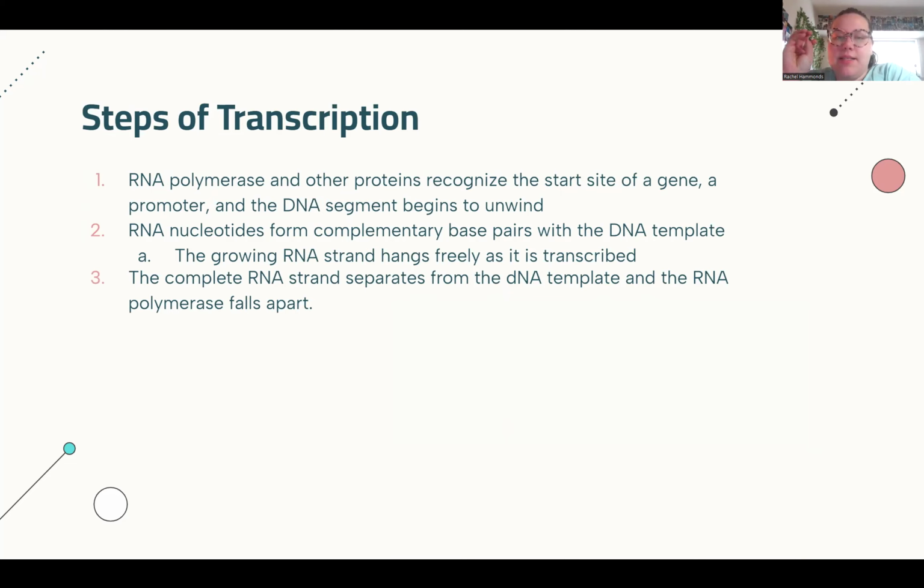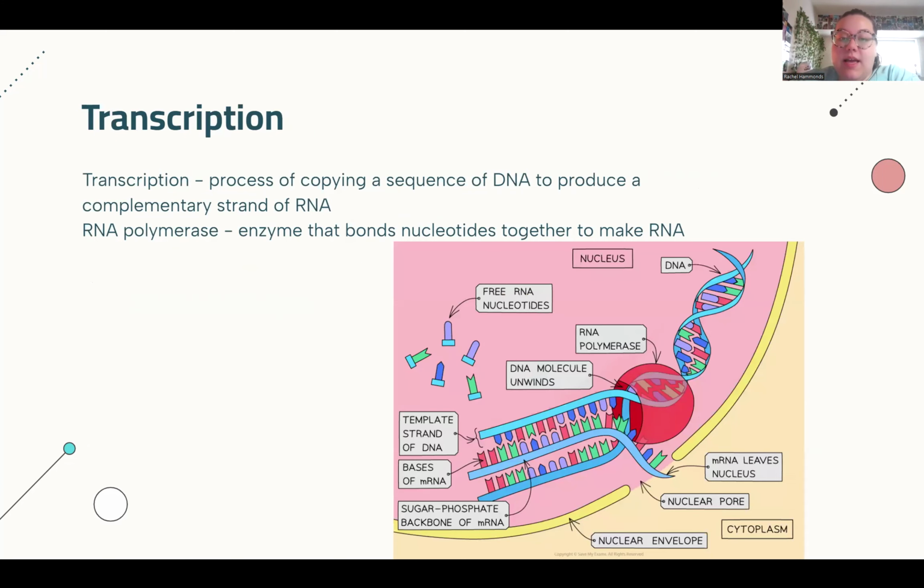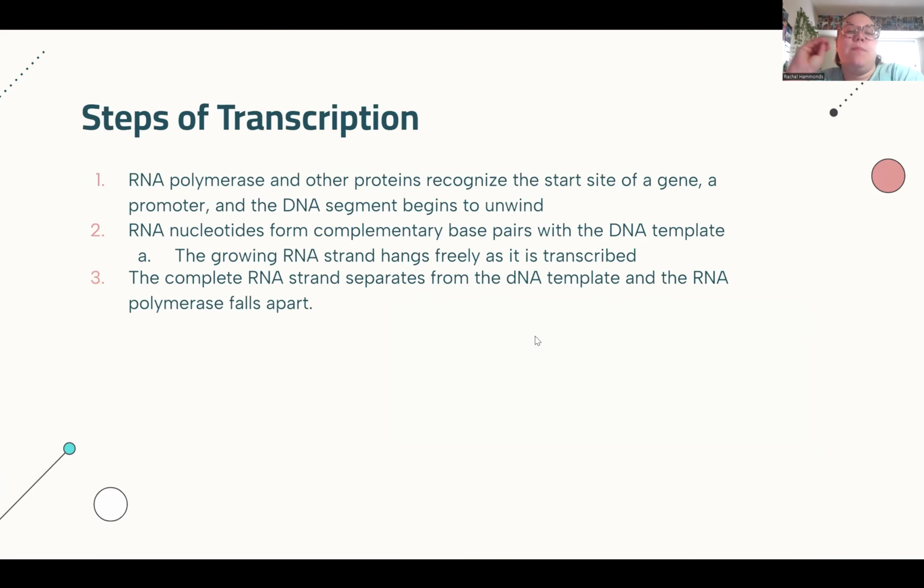So RNA polymerase and other proteins recognize the start site of a gene, the start codon, a promoter, and the DNA segment begins to unwind. RNA nucleotides then form complementary base pairs with the DNA template. The growing RNA strand hangs freely as it is transcribed. As we saw in the last photo, it's hanging free over here. The complete RNA strand separates from the DNA template and the RNA polymerase falls apart.